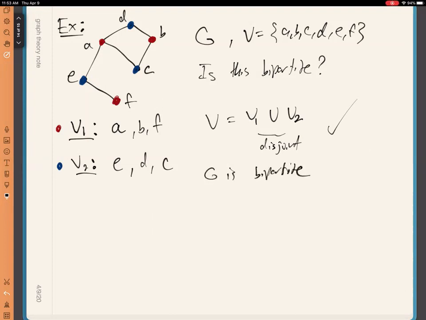But notice that this was not a trivial thing to check. We had to actually go through all the vertices and double check everything. So for some of the examples, you're going to have to do this process, right? It may not be obvious that it's bipartite.